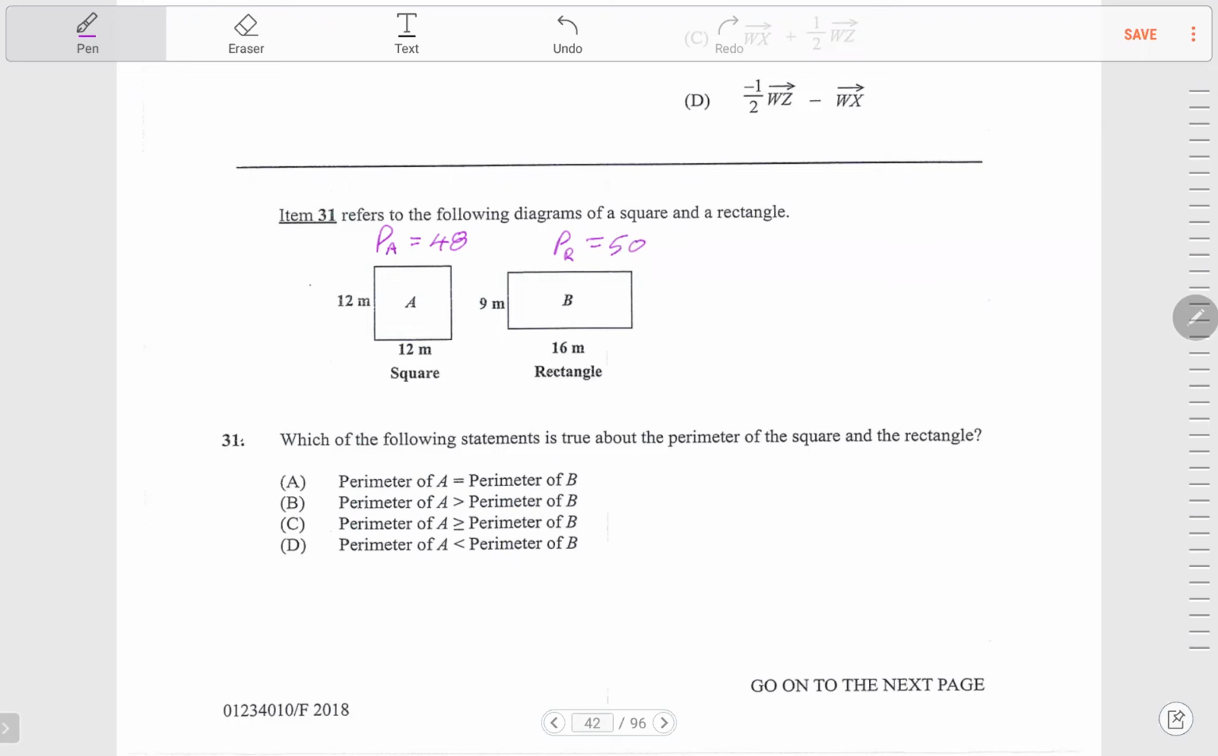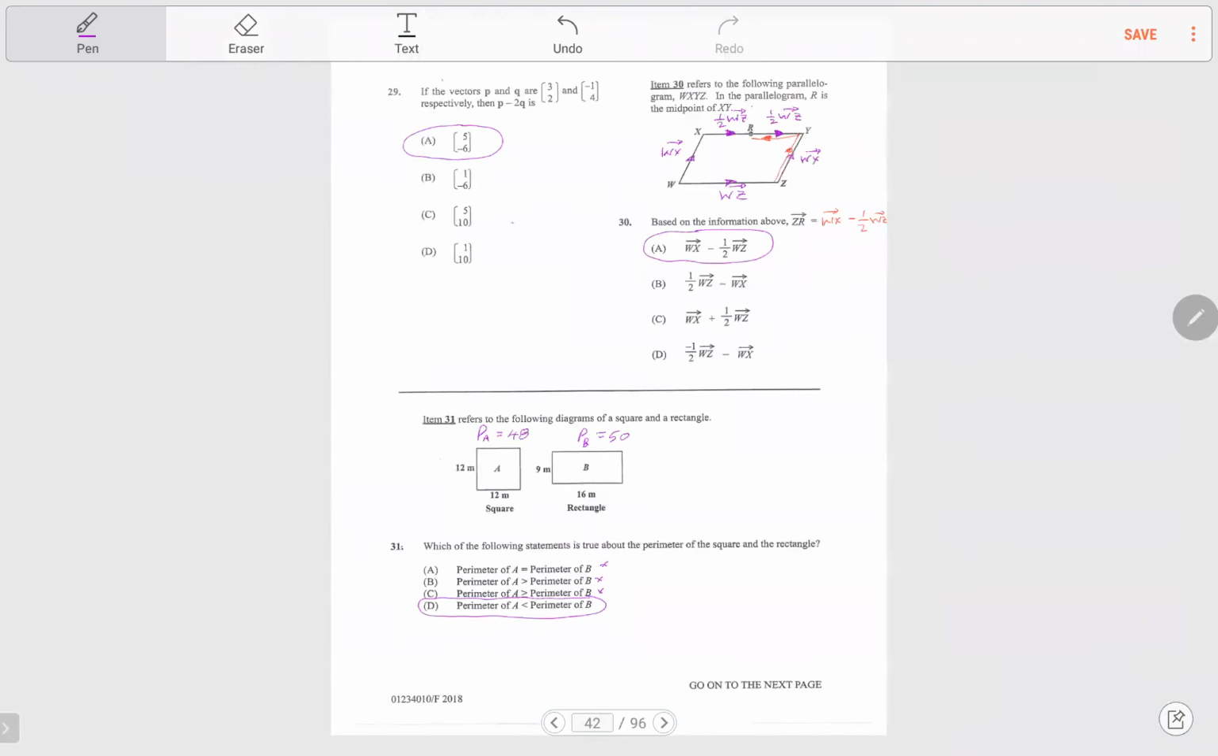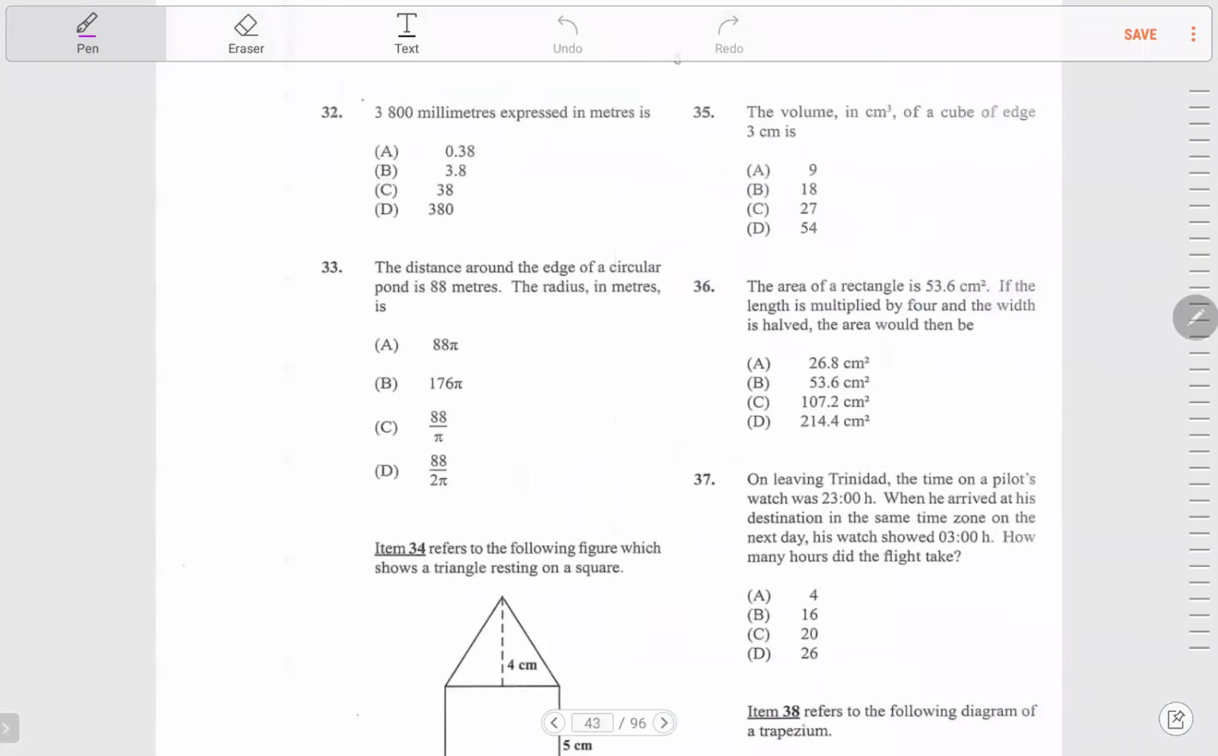So we know the perimeters. Let's see what they say now. Perimeter A is equal to perimeter B. No, not true. Perimeter A is greater than perimeter B. Not true. Perimeter A is greater than or equal to perimeter B. No, not true. Perimeter A is less than perimeter B. Yes. So the answer is the last one. All you have to do with this question is put on what the perimeter is, and then you see which statement is true. So that last one is the answer for 31. Moving along. Number 32.